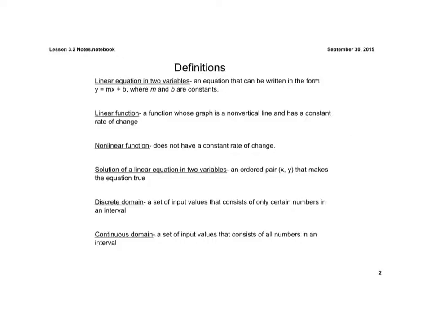Here is a slide of definitions. I'd like you to put these definitions in your notes. I'll talk about a couple of these, but a few of these we'll talk about later in the video. So, first of all, a linear equation in two variables: an equation that can be written in the form y equals mx plus b, where m and b are constants. So again, that's going to be very important. This form is how we're going to write our linear equations.